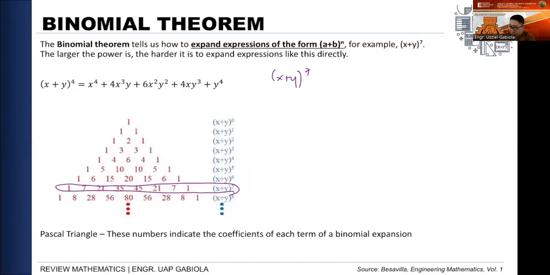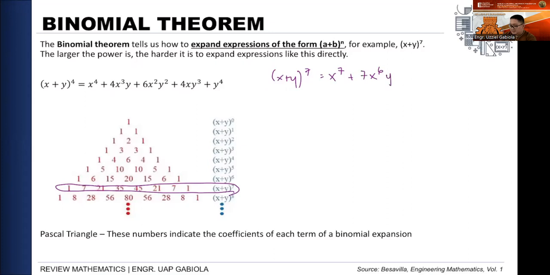So, yung first term niya always pertain dun sa first variable natin, dun sa pinakamataas na power niya. So, ibig sabihin, x raised to 7 plus yung kasunod niya, i-decrease mo ng 1 yung first variable. Magiging x raised to 6, pero kailangan 7 pa din yung total. So, dun papasok si y raised to 1. Then, dun papasok yung nasa Pascal triangle na 7.